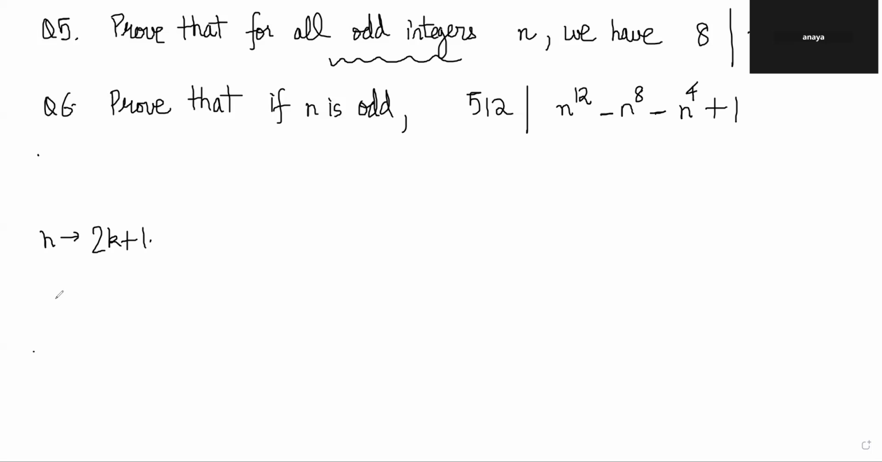Yeah. And then n squared is basically (2k plus 1) squared, which is 4k squared plus 4k plus 1. And then you subtract 1, so it's 4k squared plus 4k. And you can take 4k common to get 4k times k plus 1. And then, so you have a 4.